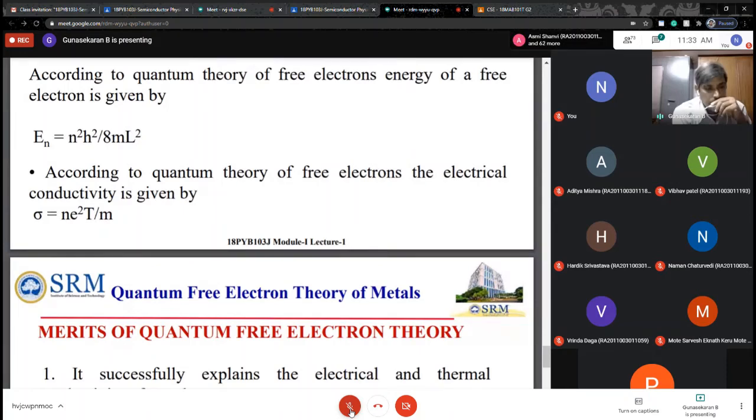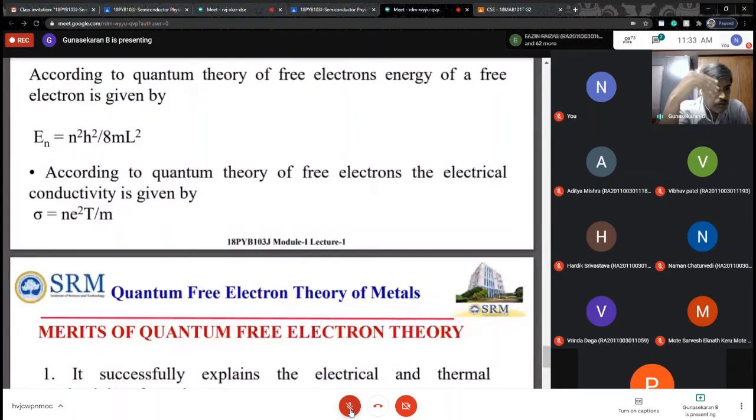So in case these electrons behave like a wave according to the quantum mechanics concept, you get a new conductivity expression: n e square tau by m. Please understand that tau is the relaxation time, similar to the classical theory. So n is the number density, e is the charge of the electron, tau is the relaxation time, and m is the mass of the electron. So sigma is equal to n e square tau by m.